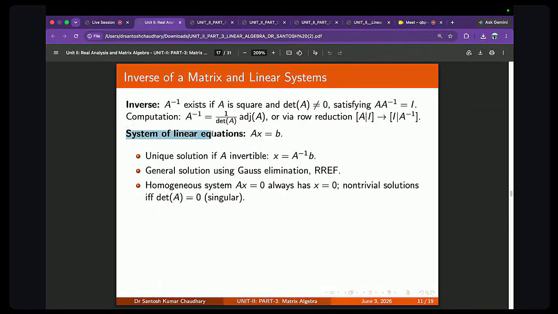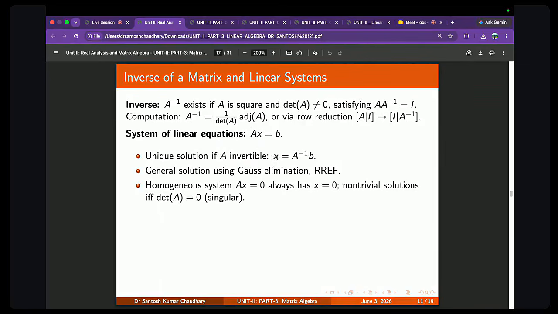So what is a system of linear equations? The equation AX equals B is called a system of linear equations, where A is an m cross n matrix, X is a column vector with order n cross 1, and B is an m cross 1 vector. Here I think they are considering A as a square matrix. If A is a square matrix, then this will have a unique solution if A is invertible. So this system will have a unique solution if and only if A inverse exists, or you can say A is invertible, or determinant A is non-zero.